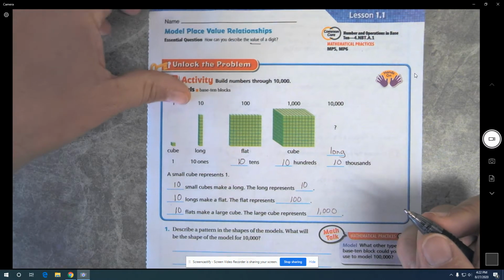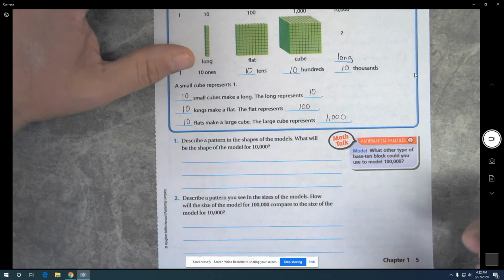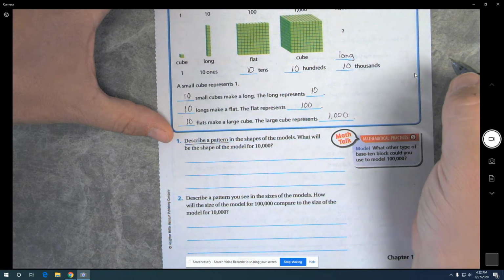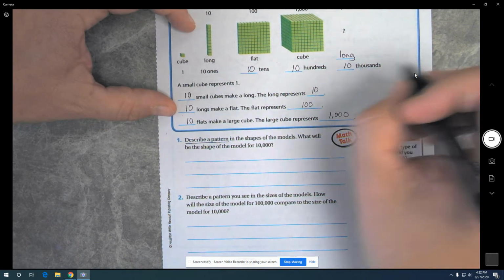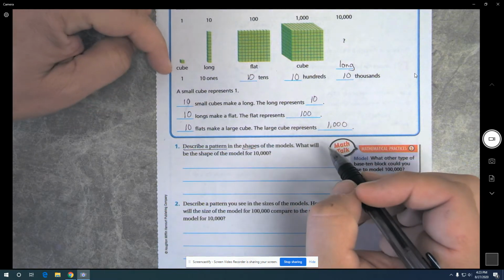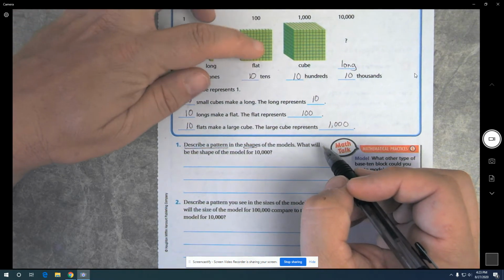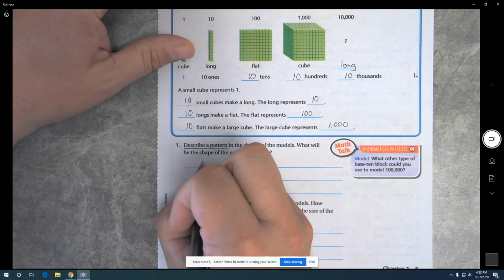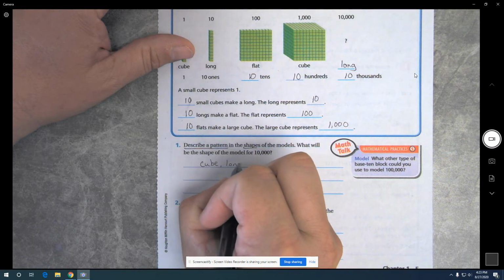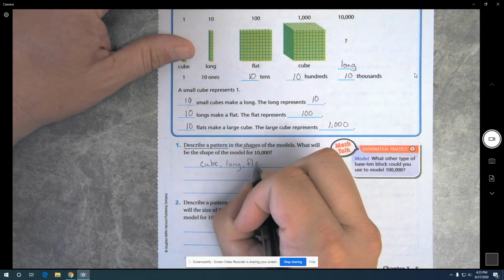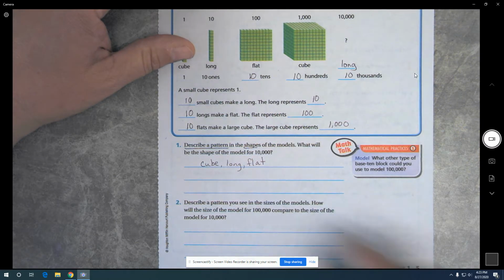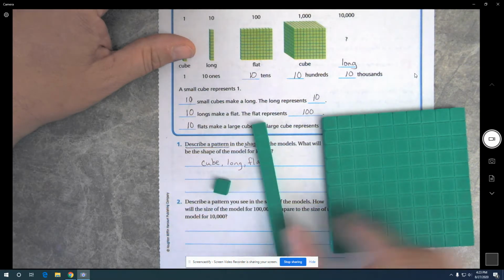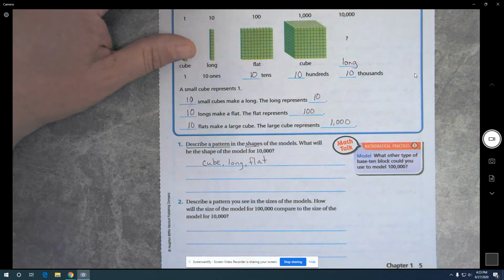Okay? If you need to rewind any of that, go back to it. So they've got a couple things to think about here. Describe a pattern, and I love when I see students underlining important words. Describe a pattern in the shapes of these models. So the shapes, what pattern? Cube, long, flat, cube, long. So we said there is a pattern. It is cube, long, flat, and then that pattern starts again. It's a cube, and then a long, and then a flat. And then 10 of those makes another cube, bigger, and then a long, and then a flat.